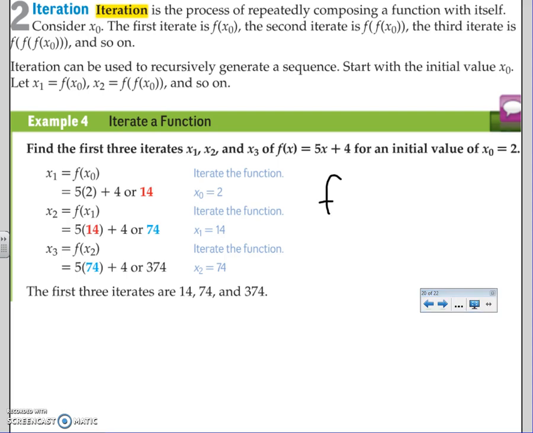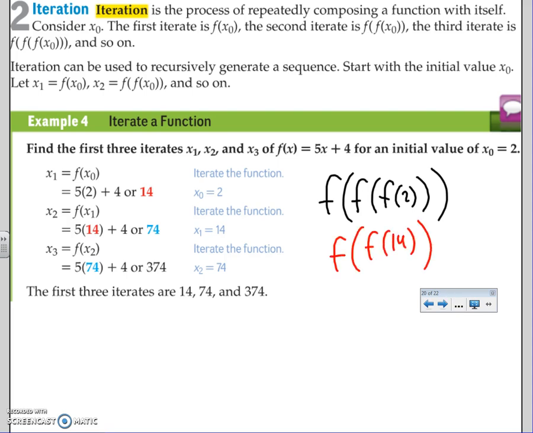They're trying to find f of 2. Alright, well f of 2 they found right there is 14. So this is f of 14. So now I'm going to plug in 14. They found right there that f of 14 is 74. So this is f of 74. Plug 74 back into f, get an answer which is 374. Alright, so this is a composition. The answer from one gets plugged back in right away. That's what recursive is. You must know the previous answer to move forward.